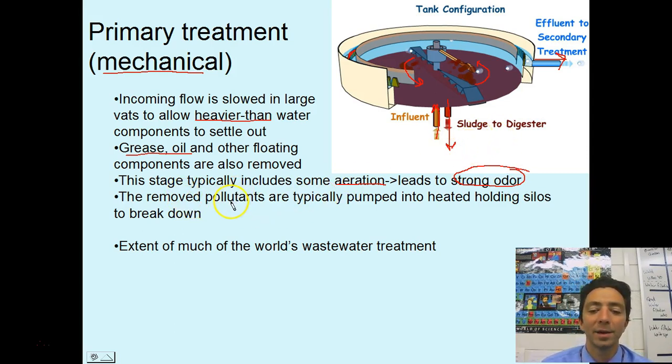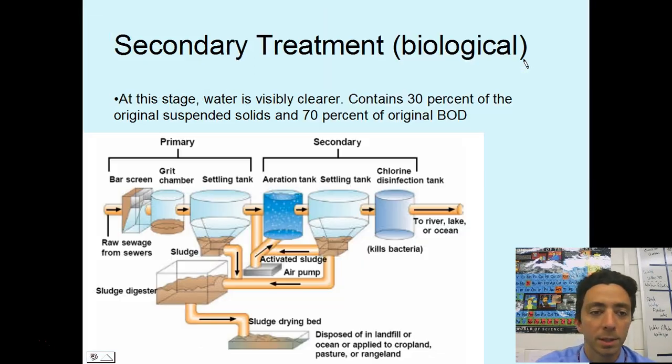The stuff that we get out of this is the sludge going to the digesters. It's simply held in these heating silos and allowed to break down, as the decomposers do that over time. This is essentially the majority of the world's wastewater treatment. It kind of ends here, but there's still a lot of stuff left in this water, although it's much clearer. We go through a secondary treatment process, which looks like this.